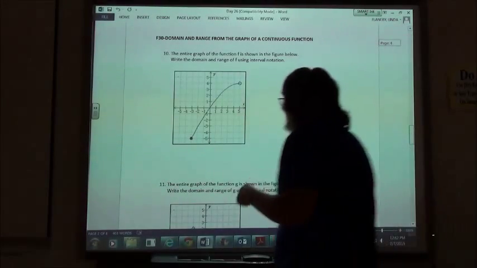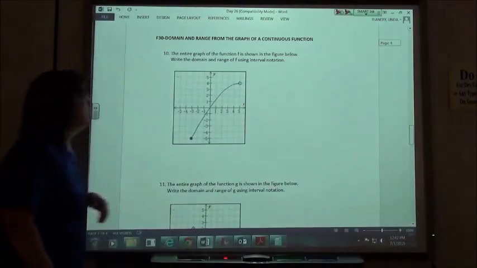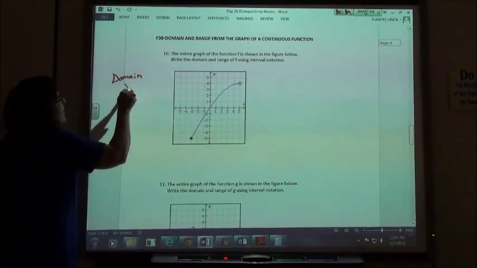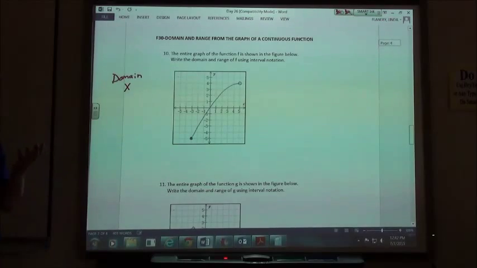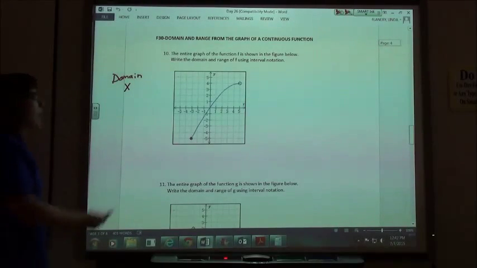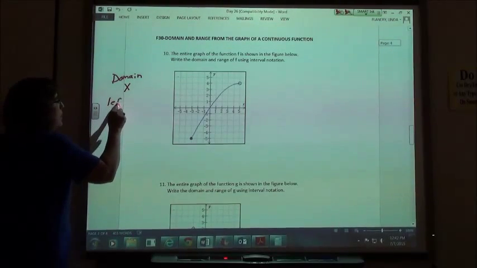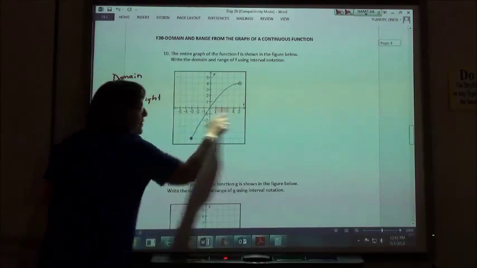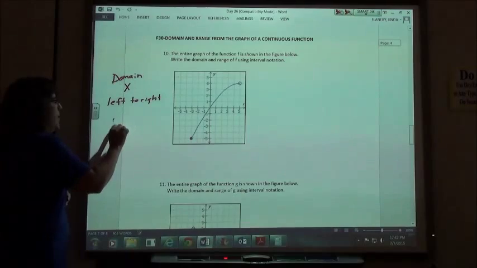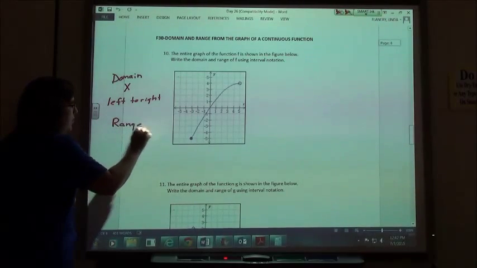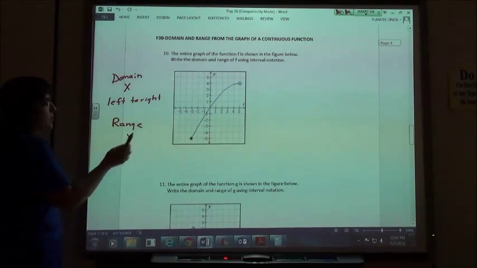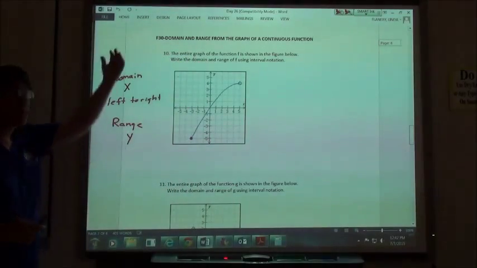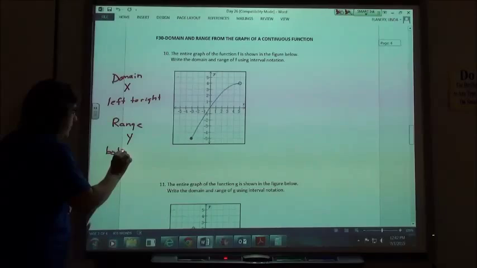10, 11, and 12 go back to domain and range. So we said earlier when we had ordered pairs that your domain was your x values. On your graph, your x values go from left to right because you're looking at the x-axis. My range, we said earlier, were our y values. They're going to go from the bottom to the top because they're always going to go from smallest to largest.